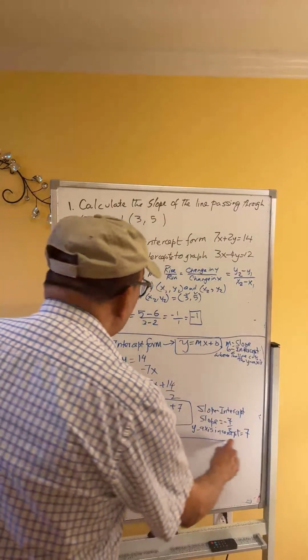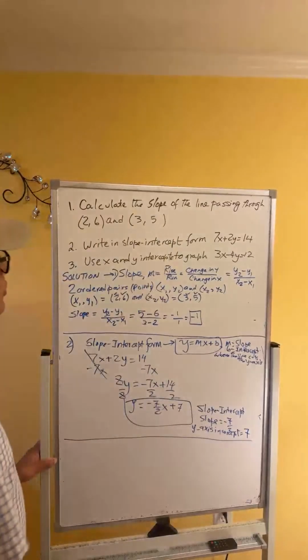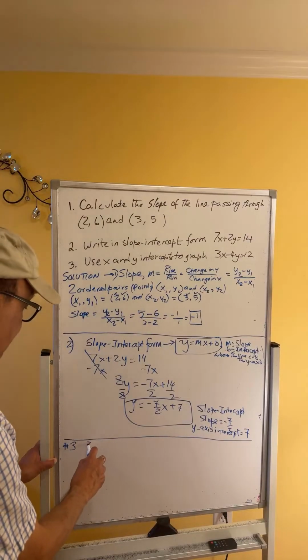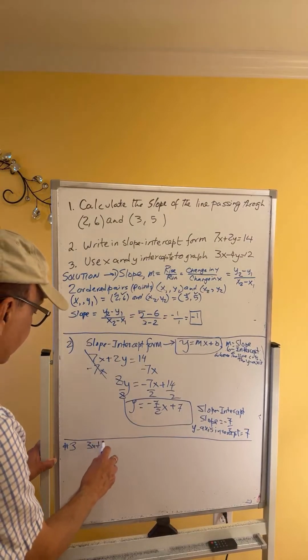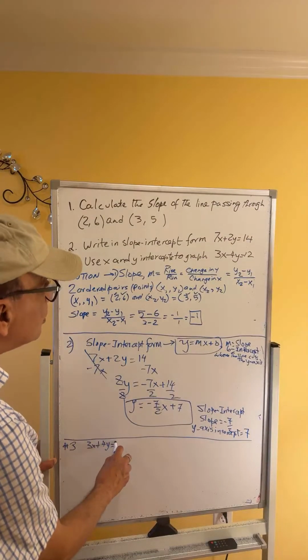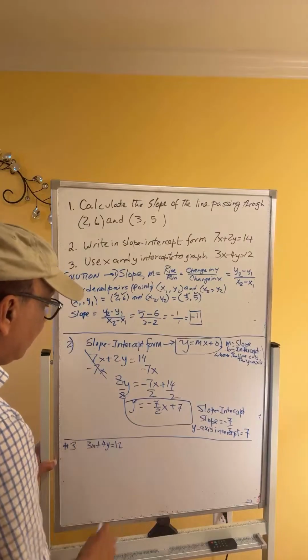Then the last problem, number 3, is use x and y intercept to graph. So number 3 is 3x plus 4y equal to 12. X and y intercept.